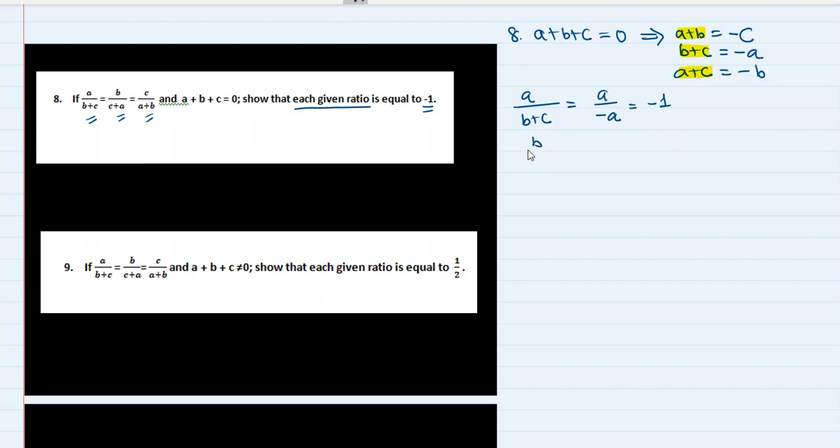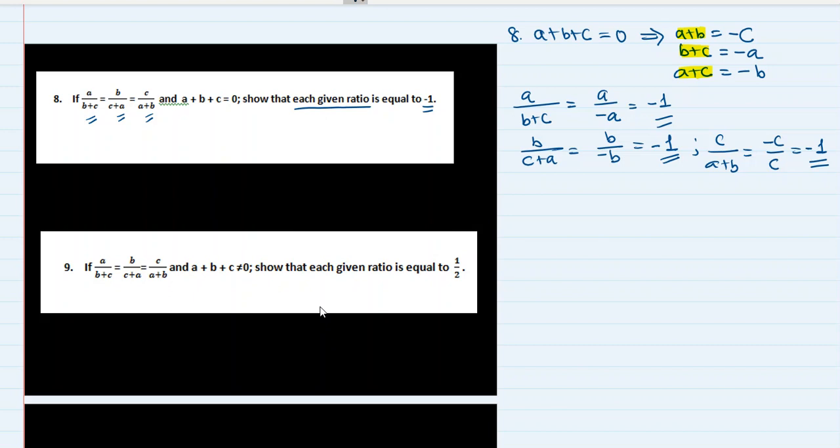Second ratio is B by C plus A. In the place of C plus A, can I write minus B? Yes, I can. So B by minus B is minus 1. And the third ratio is C by A plus B. What is A plus B equal to? A plus B is minus C. So C by minus C is equal to minus 1. So each of the ratios here equals minus 1.